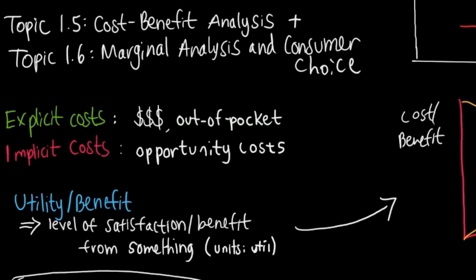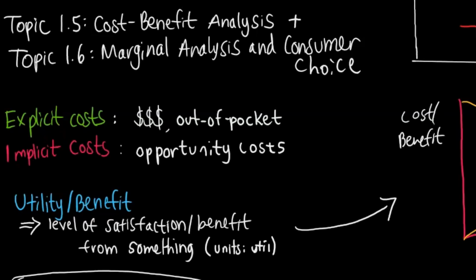So now we're going to be covering the final two topics in AP Microeconomics Unit 1. That's going to be topic 1.5, cost benefit analysis, and topic 1.6, marginal analysis and consumer choice. All right, so let's first define explicit costs. Okay, so explicit costs are essentially just cold hard cash, right? And they're out of pocket and they're basically actual monetary things.